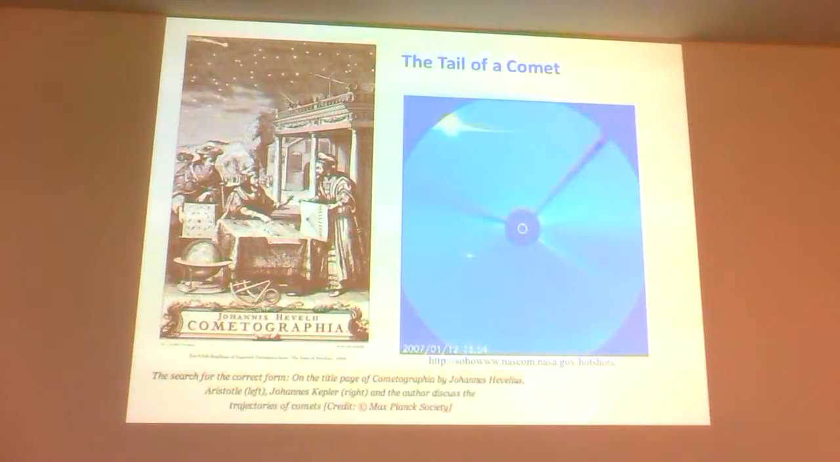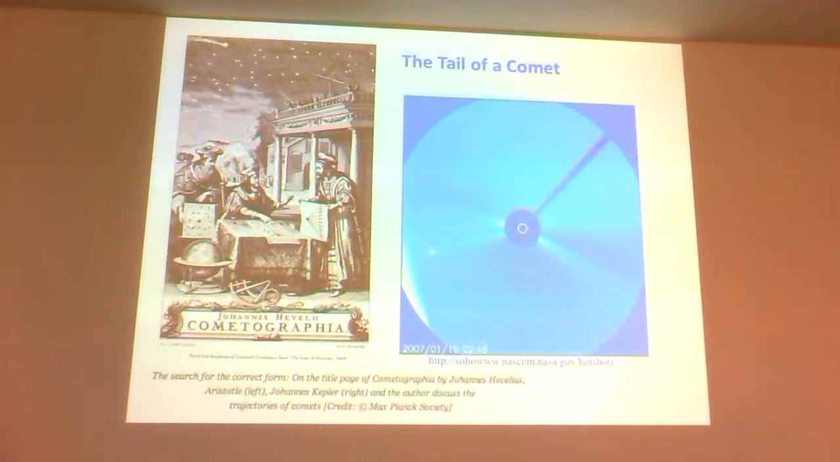This is Johannes Hevelius, who was a historian and also a philosopher who was fascinated by this problem. On the cover of his book there's a fictitious meeting between him, Kepler, and Aristotle about the origin of comet tails, and if you ever go to the Max Planck Museum, you can see more details on that. This is actually a video of a comet from the SOHO satellite, NASA.